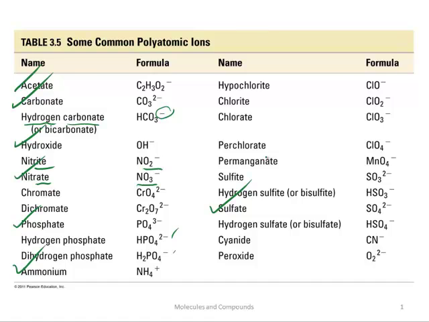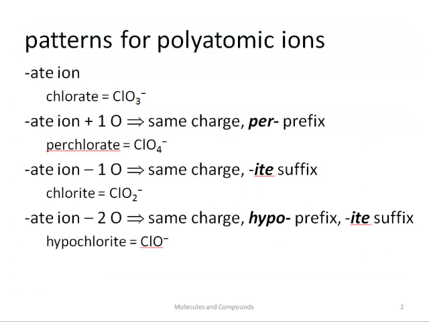memory. Okay, so how do we change the suffix or prefix? That comes from the number of oxygens associated with that polyatomic ion. As we said, the most common polyatomic ion is the ATE ion. Okay, and for each individual element associated with these oxyanions, there's a number of oxygens. For chlorate, it's 3. Nitrate is also 3, but for sulfate, you saw that it was 4 oxygens.